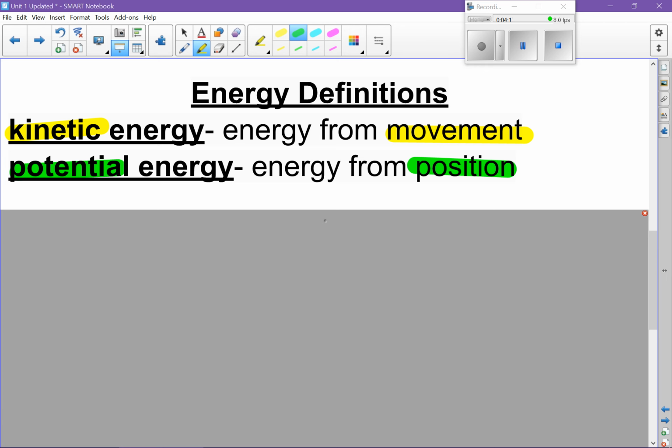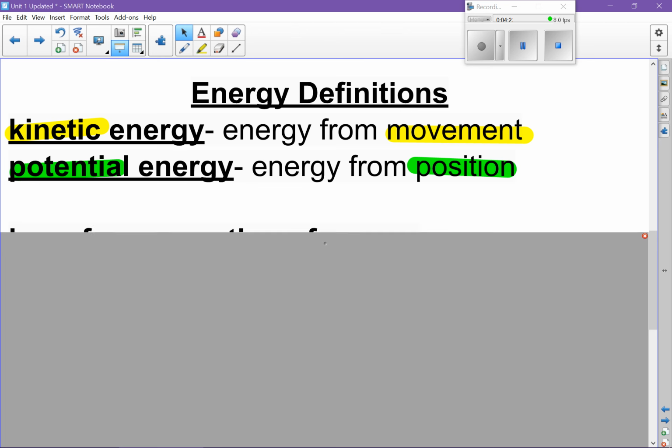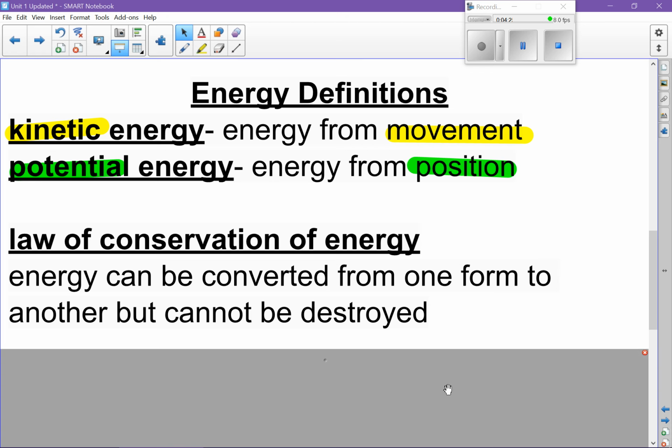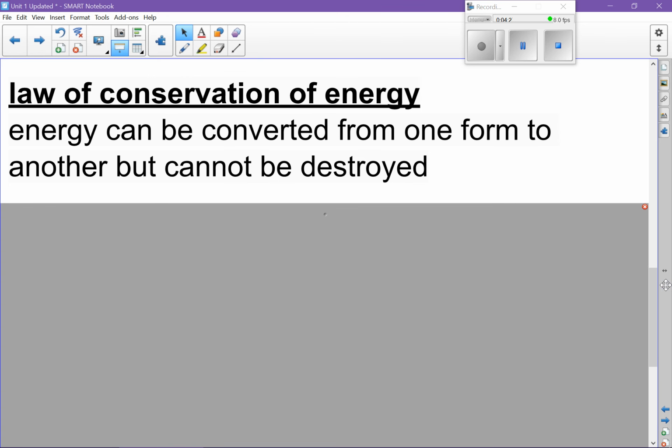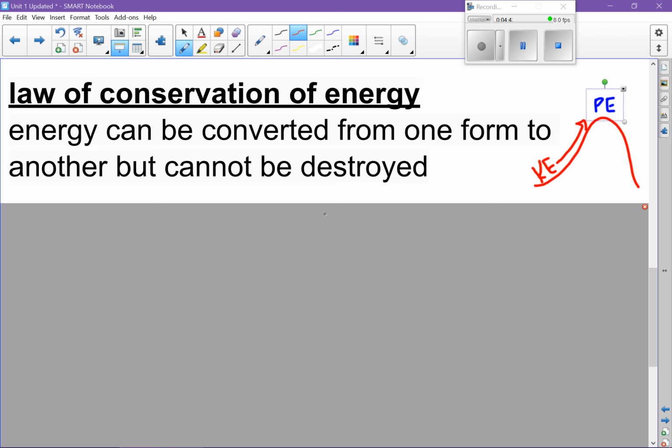The object is just sitting there not doing anything, but it still has some energy in it. And so the law of conservation of energy says energy can be converted from one form to another, but it cannot be destroyed. So I could start off in your hill diagram with kinetic energy as I'm moving up the hill, and then it would switch to potential energy when I get to the top, and then it would convert back to kinetic energy as I move down the hill. That's what the law of conservation of energy is. You can switch back and forth, but you can't ever lose energy.